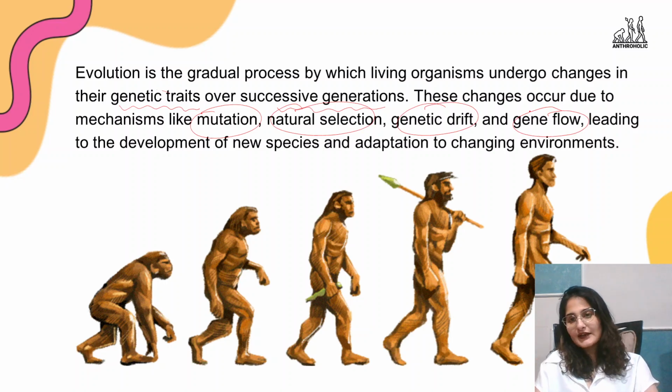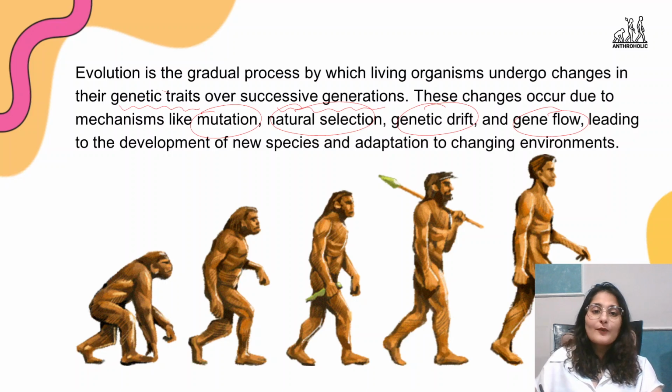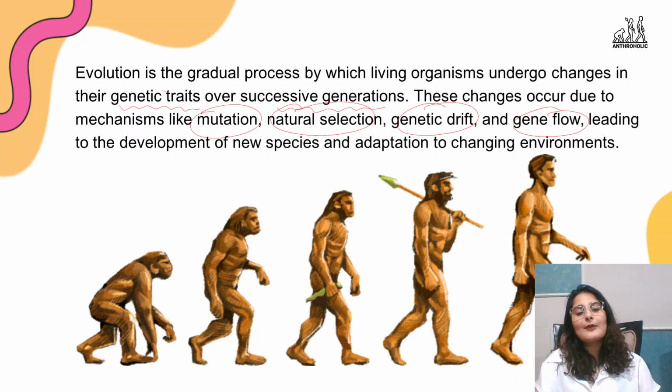Now these changes occur due to mechanisms like mutation, natural selection, genetic drift, and gene flow. Natural selection we have already done. You already know about gene flow as well. And apart from that, there's mutation and genetic drift as well, which lead to the development of new species, changing environments, and adapting to those changing environments, right? As the environment changes, certain genetic changes happen as a form of adaptation as well. Whatever is passed through the generations is going to be advantageous only. वो सिर्फ फायदेमंद genes ही आगे जाते हैं, right? We have seen this in evolution theories as well.